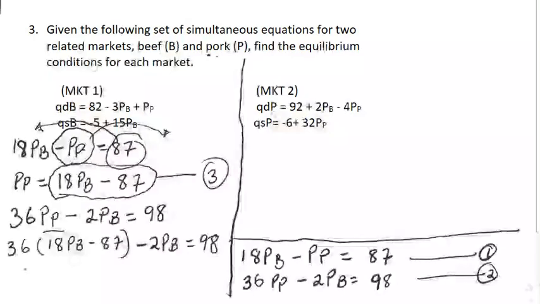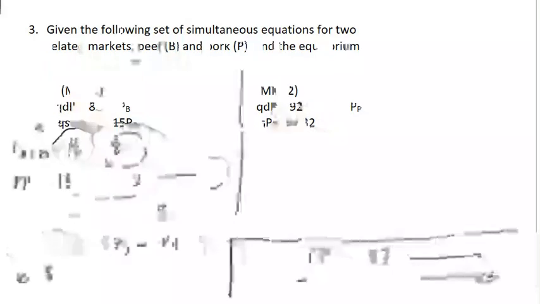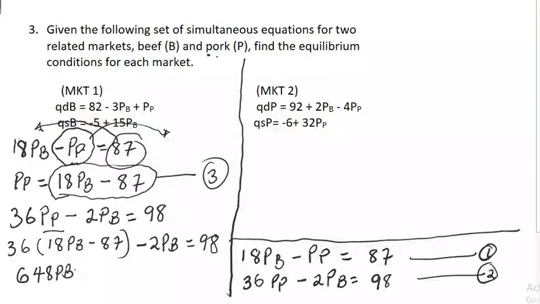Okay, so 36 times 18 pb will give me 648 pb. Look at the minus, bring it down. 36 times 87 will give us 3,132. We have minus 2 pb equals 98. Hope this is clear.